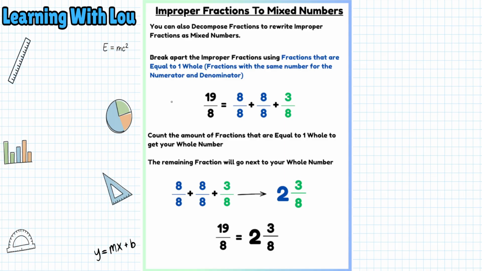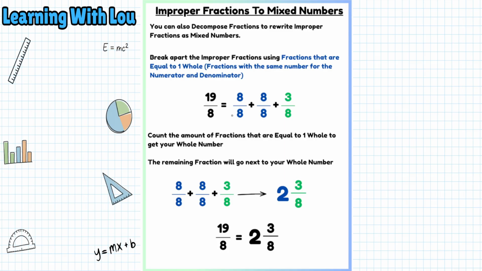You can also decompose an improper fraction to turn it into a whole number, and just remember, decomposing means to break apart a fraction or break apart anything. So we have 19/8 here, for example. I'm going to break this apart into as many whole numbers as I can get. So I'm working with eighths here because that's my denominator. And remember, anytime your numerator and denominator are the same digit, you have a fraction equal to one whole. So I'm actually going to break this apart into 8/8.